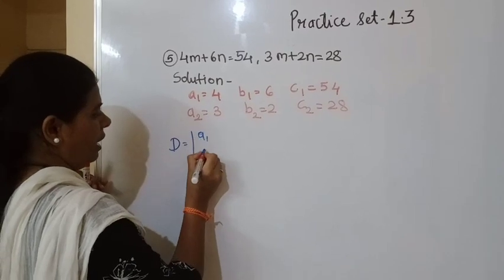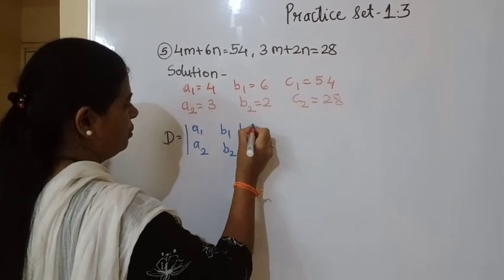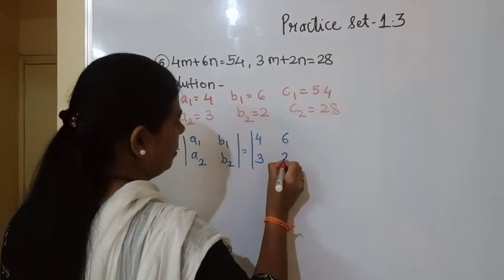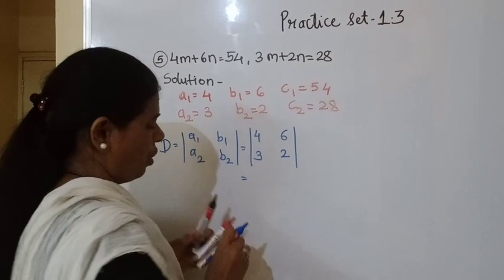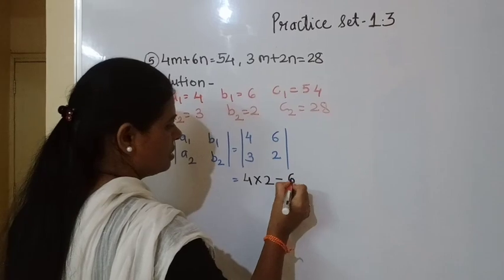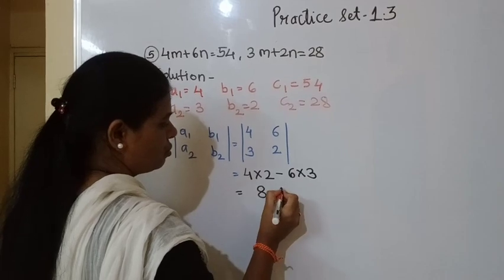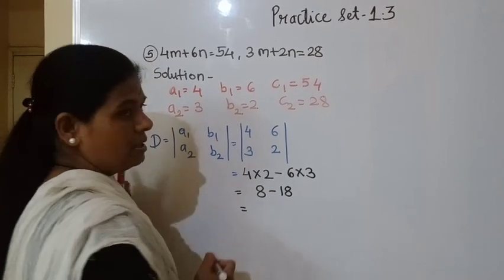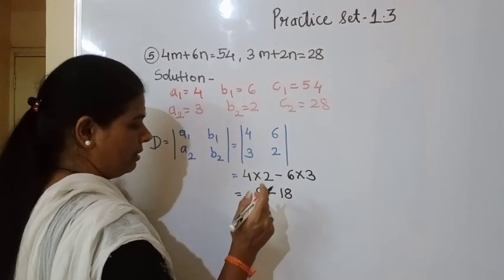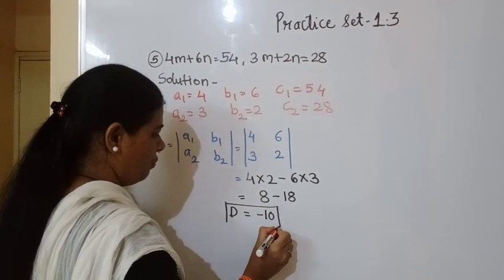The formula is a1, a2, b1, b2. We'll substitute the values. a1 is 4, a2 is 3, b1 is 6, b2 is 2. We'll cross multiply them. So that will be 4 into 2 minus 6 into 3. 4 2s are 8, minus 6 3s are 18. So 8 minus 18. 18 minus 8 is 10. 18 is the greater number having a negative sign, so our answer will be minus 10. This is the value of d.